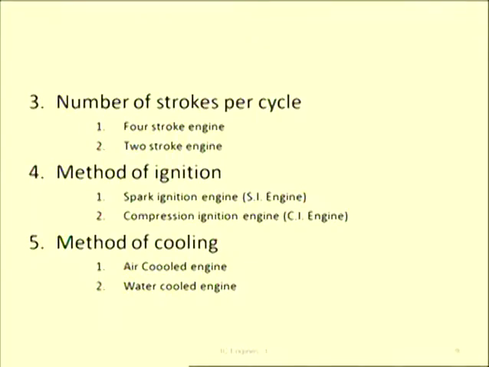Next, the second class is the 2-stroke engine. In a 2-stroke engine the same things happen: inlet, compression, expansion and exhaust, but they happen simultaneously. Suction and compression happen simultaneously, and power and exhaust happen simultaneously. That is why it is called the 2-stroke engine. The basic difference is that in a 4-stroke engine there is one power stroke out of four strokes, and in a 2-stroke engine, in one revolution of the crankshaft there is one power stroke.